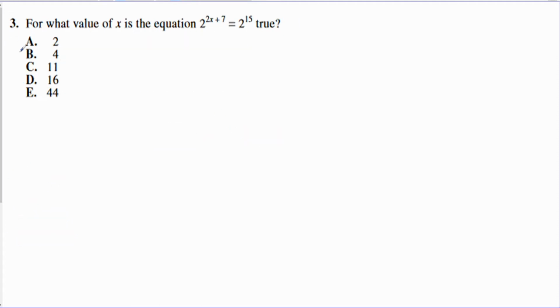Problem number 3. For what value of x is the equation 2 to the 2x plus 7 equal to 2 to the 15 true?